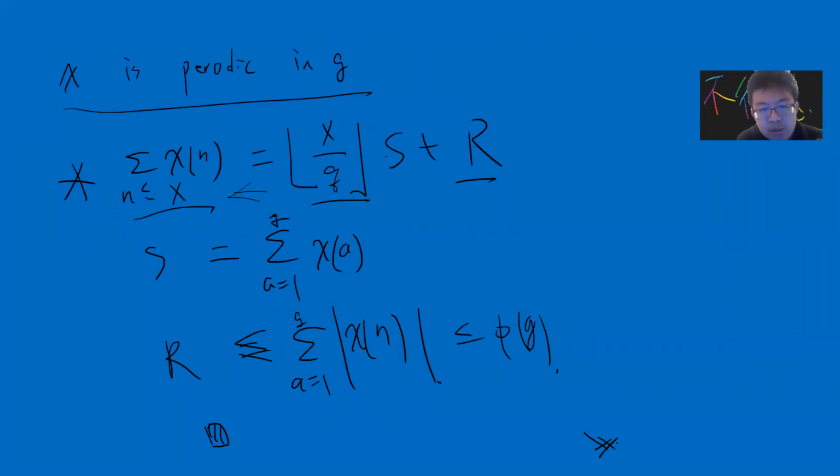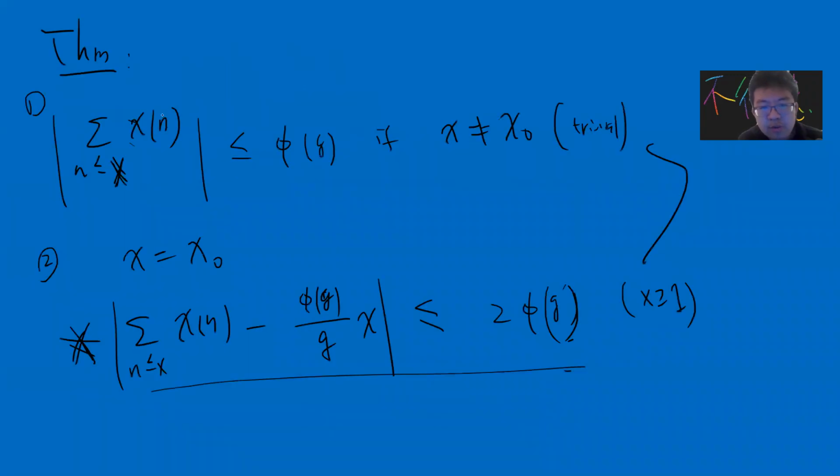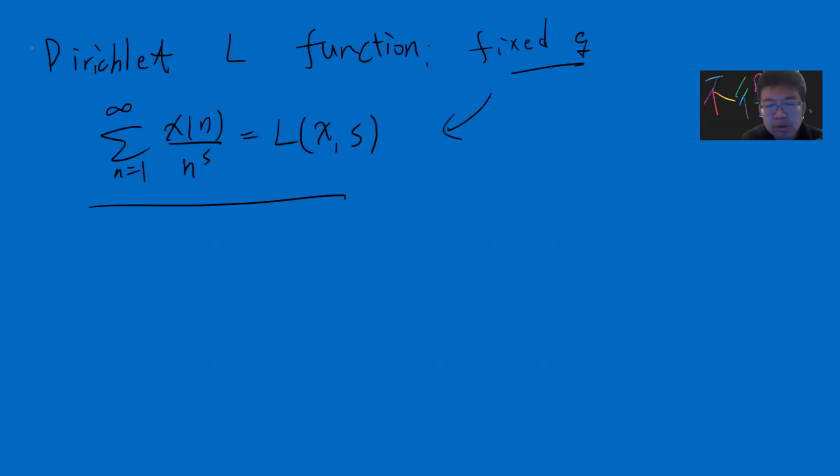So the final results of the previous video are that we introduced a Dirichlet character, and we proved two theorems: if chi is not principal, then the partial sum is bounded, and if chi is a principal one, then the partial sum is of order x. So now one immediately gets the following about the Dirichlet series.